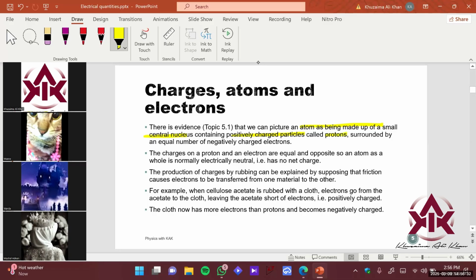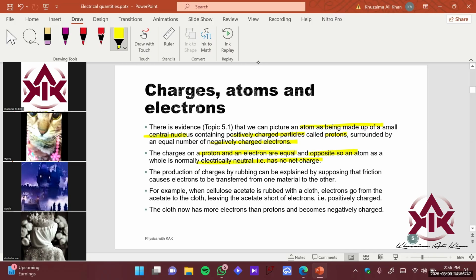It contains protons and is surrounded by negatively charged electrons, right? So they are defining the structure of an atom. Charges on a proton and electron are equal and opposite, so an atom is basically electrically neutral, right?